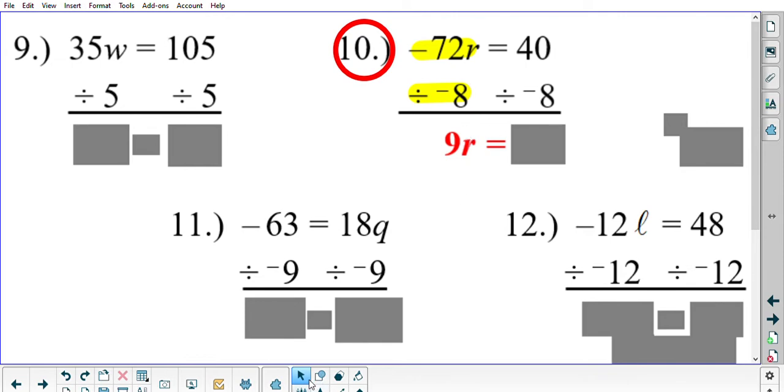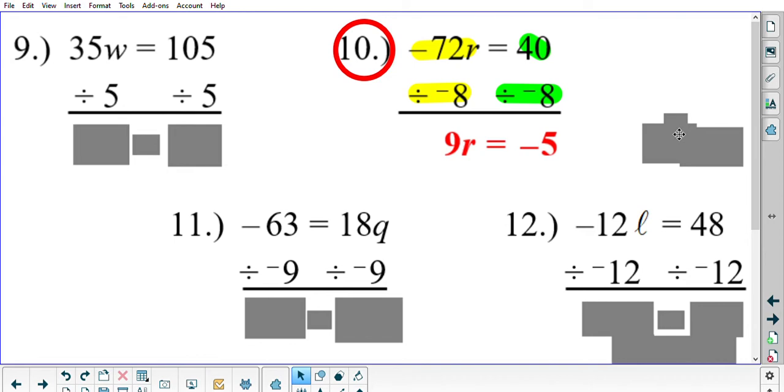Right-hand side, we have 40 divided by negative 8. We're working straight down. A positive divided by a negative is always a negative. It does not matter who has the bigger absolute value. And that would give me negative 5, because 40 divided by 8 is 5. So we're going to get negative 5.